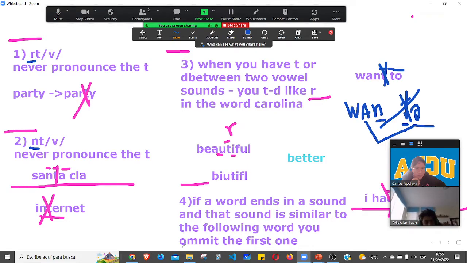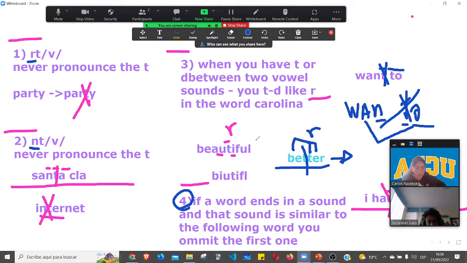Okay. Number 1. First, number 1. Do we have an R here? ¿Tenemos R? No. Look at it. TT. Number 4. Drop the first one. Now, what rule? Number 1, 2, or 3? Number 3. T between two vowel sounds. You pronounce it like R. Mejor en inglés se pronunciaría better. ¿Te das cuenta que aplicando estas reglas sencillas puedes lograr ese acento que deseas?